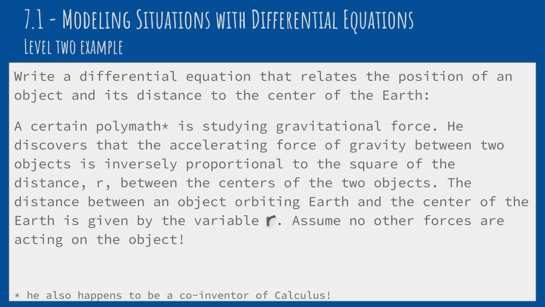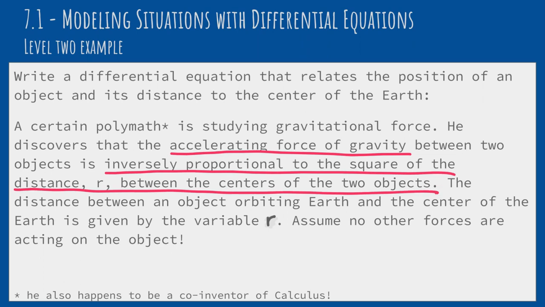And he discovered that the accelerating force of gravity between two objects is inversely proportional to the square of the distance between the centers of the two objects. Okay, so the accelerating force of gravity is inversely proportional to the square of the distance between the centers of the two objects. So the distance between an object orbiting Earth and the center of Earth is given by this variable r. And we're going to assume there's no air resistance, so the object is, say, the moon or the International Space Station up where there's no air resistance.